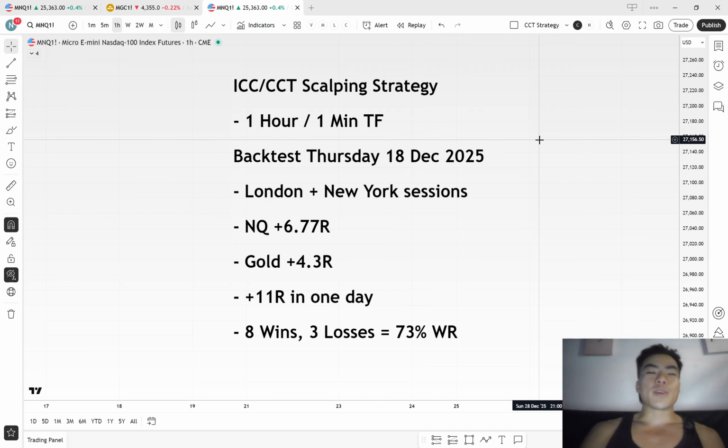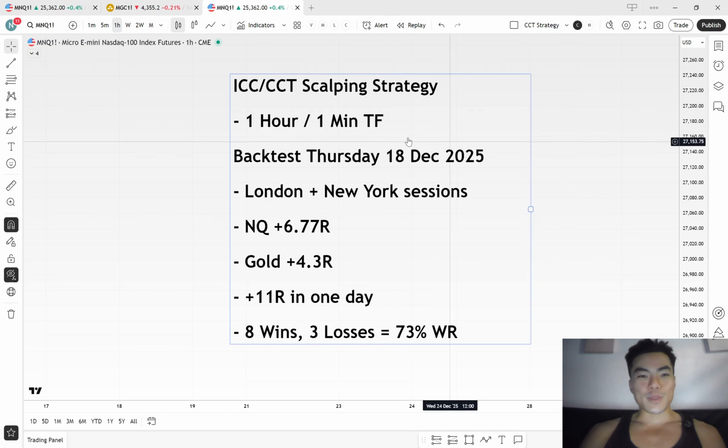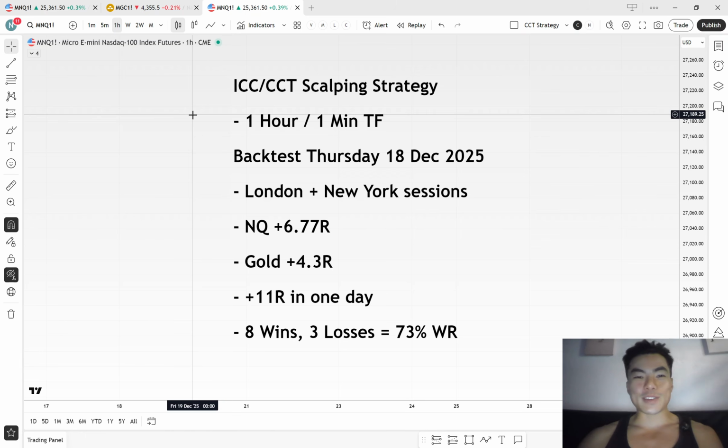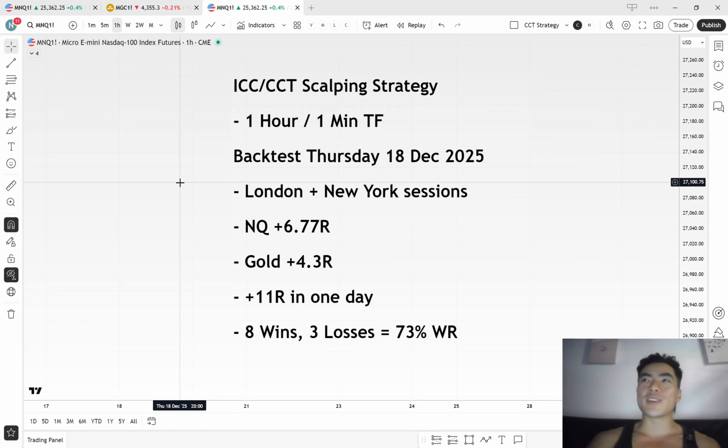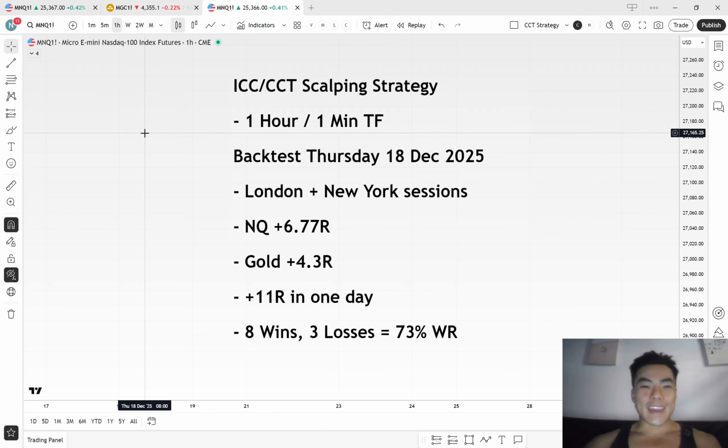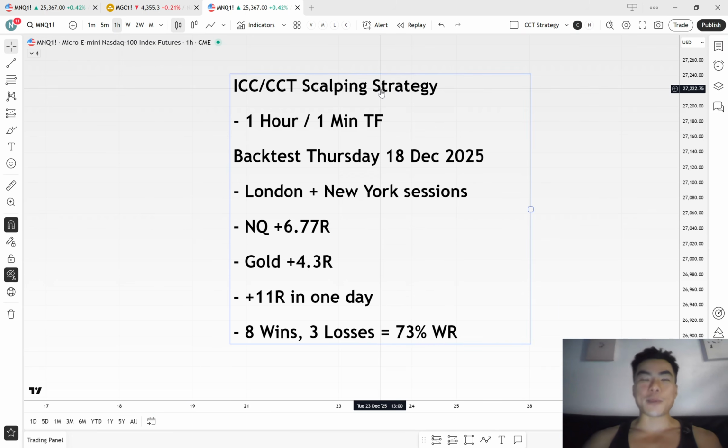Okay, so recently I've been looking into this ICC slash CCT strategy. ICC was originally created by Trades by Sai, and then this guy called Cramson Capital turned it into his own strategy and called it CCT, Candle Continuation Theory, and this is his scalping strategy.